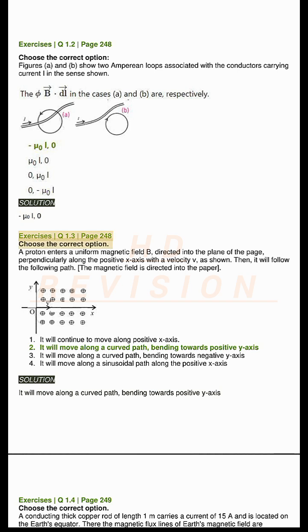Exercises Q1.3, page 248. Choose the correct option. A proton enters a uniform magnetic field B, directed into the plane of the page, perpendicularly along the positive x-axis with a velocity v, as shown. Then it will follow the following path. The magnetic field is directed into the paper.